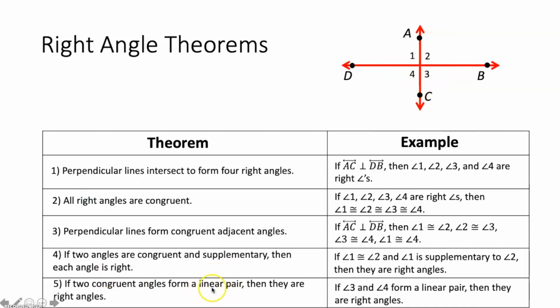Therefore, they are a linear pair, which means that they're supplementary by the supplement theorem, which means that their measures add up to 180 degrees. If we also know that they are congruent, then we know that their measures have to be equal. So we just take 180 and divide it by 2, and each of their measures must be 90 degrees. Therefore, they are right angles. That's how that works.